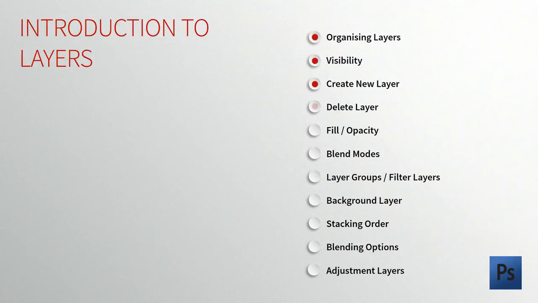Our layer visibility, we create new layers, we've deleted layers. We've looked at the difference between fill and opacity. Our blend modes. I've discussed the background layer and how that works. Discussed the stacking order and how you drag layers above and below each other. Our blending options was our layer styles there as well. And we've looked at adjustment layers. Like I said, before we continue, I just want to make you aware of where all of these are as well. Okay? So don't worry about recreating anything there.